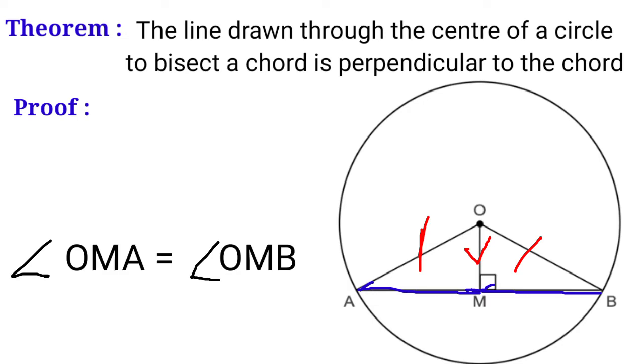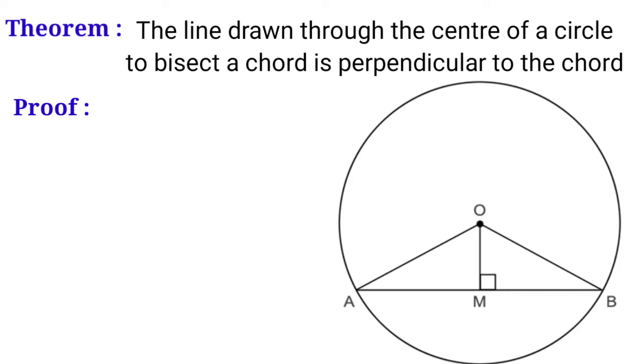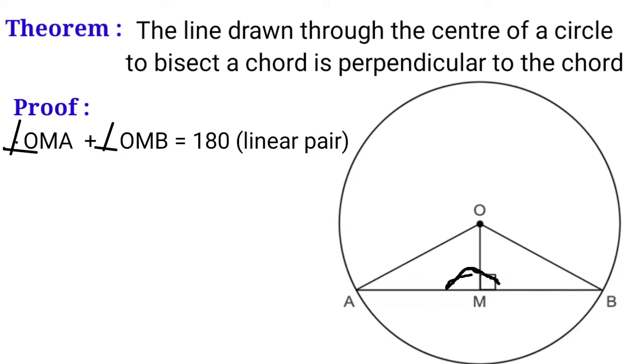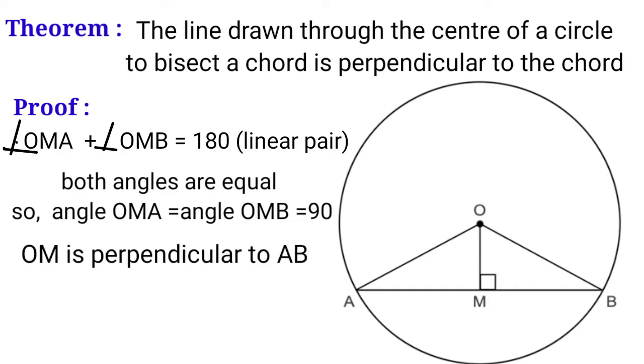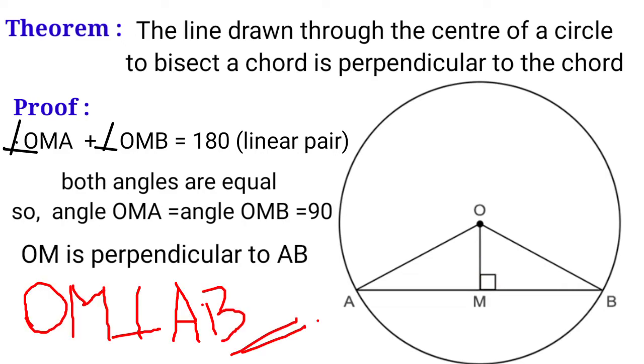to angle OMB, and these angles form a linear pair, meaning 180 degrees. So if you add these two angles, it should be 180 degrees, and both angles are equal. So each angle is 90 degrees. And if the angle is 90 degrees, it means this line is a perpendicular line. So OM is perpendicular to AB.